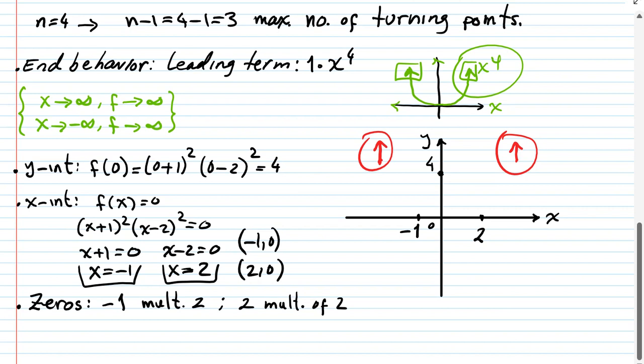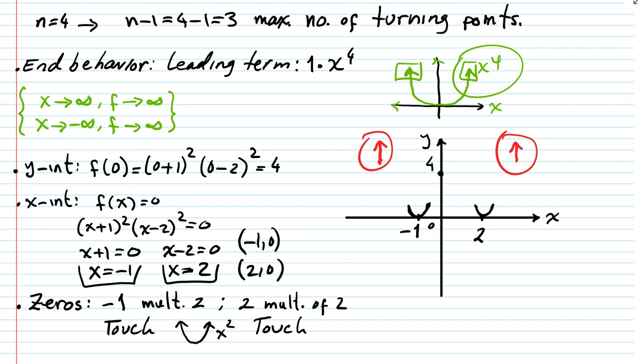All right. Now, the implication we have, because of even multiplicities, is that it has to touch, and it has to touch. And remember, I say touch and bounce. It's not going to go through, because multiplicity is 2, so it's going to touch and bounce like a parabola x squared does. And there we go. At this point, here's what I know. It's going to touch and bounce here. It's going to touch and bounce here.